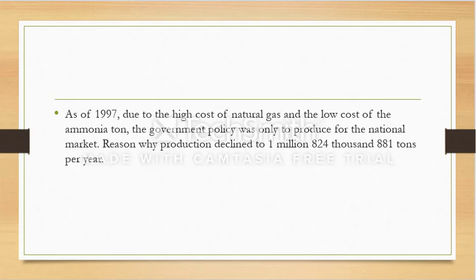As of 1997, due to the high cost of natural gas and the low cost of the ammonia ton, the government policy was only to produce for the national market. Reason why production declined to 1,824,881 tons per year.